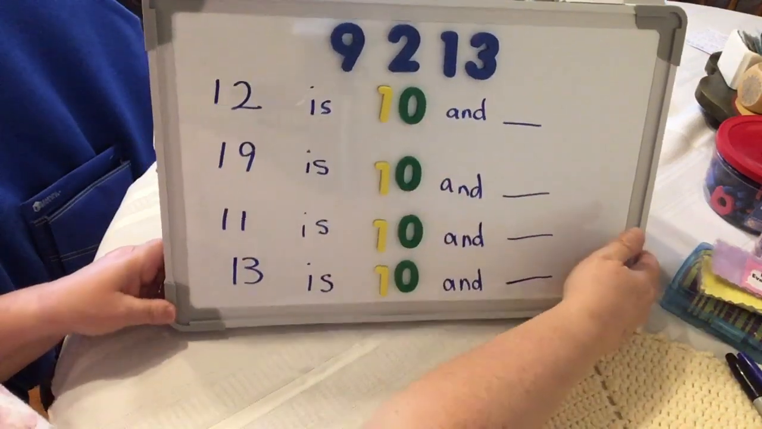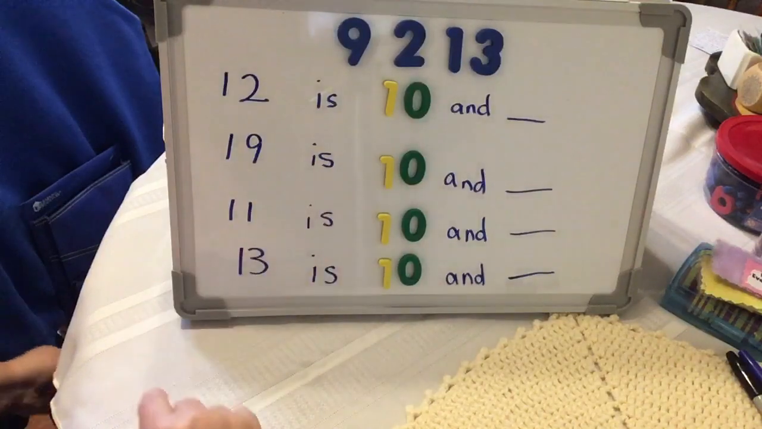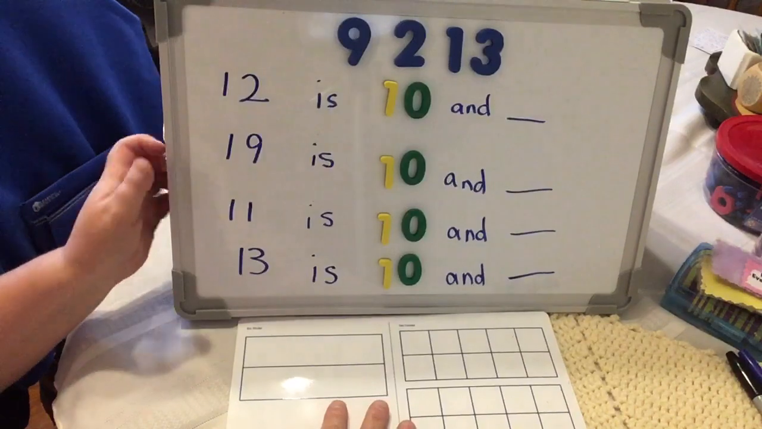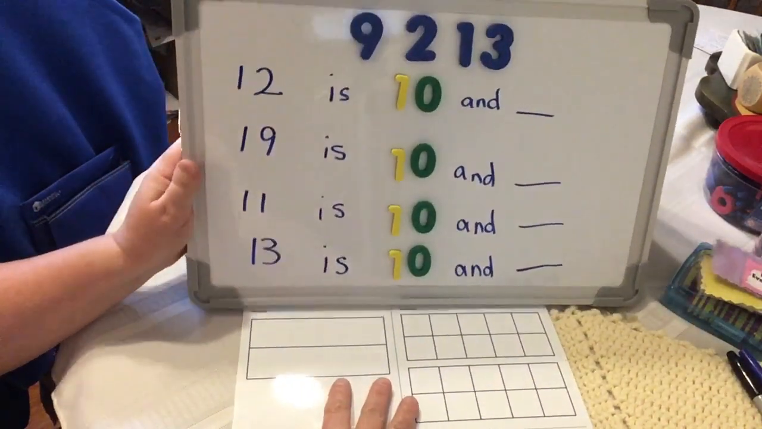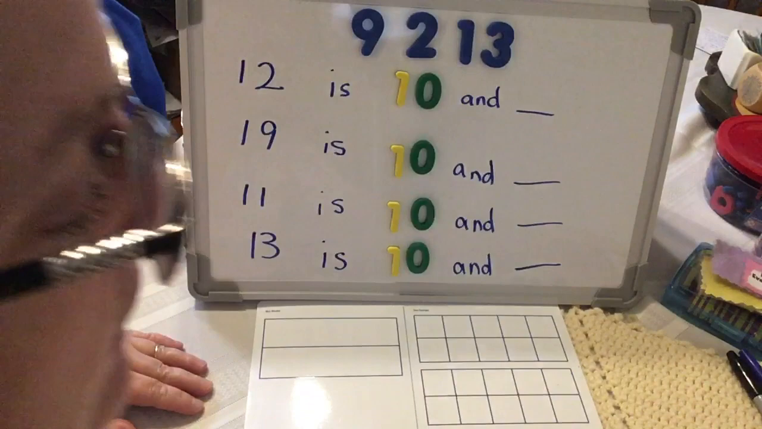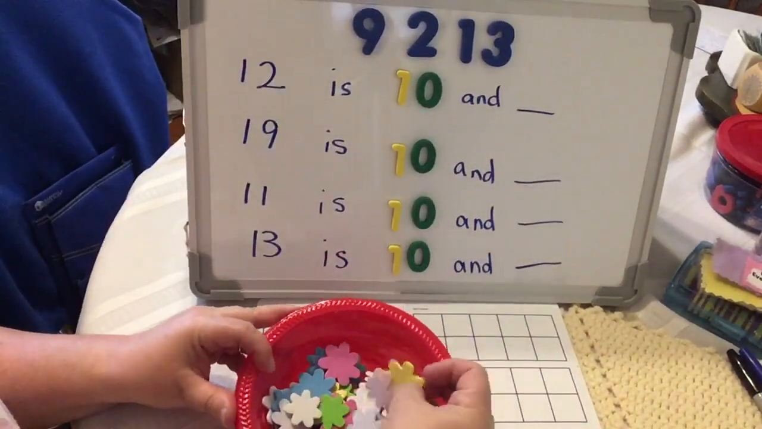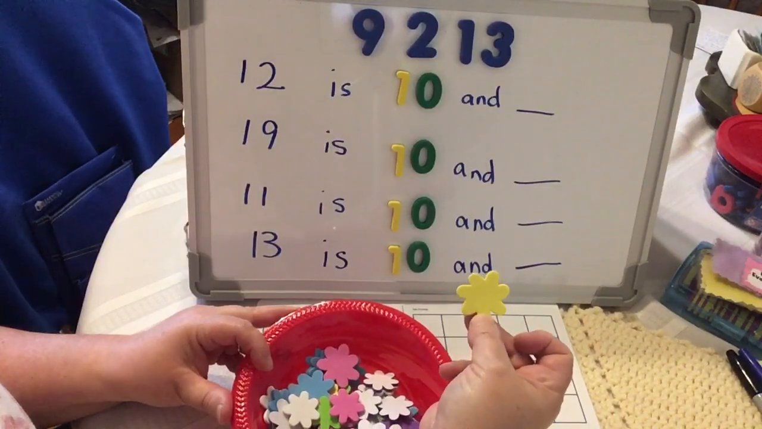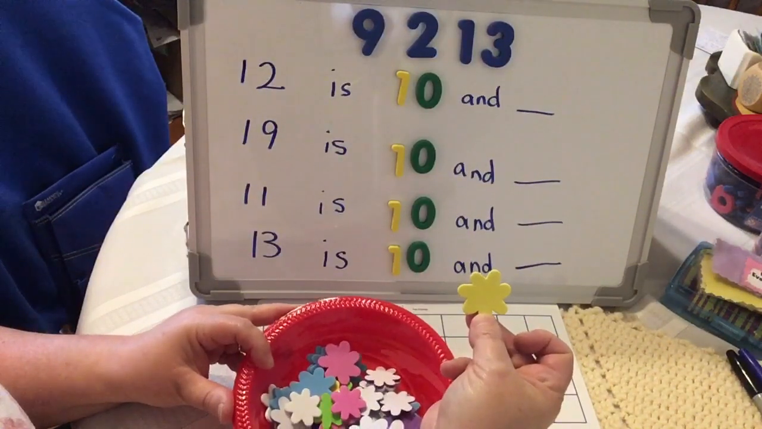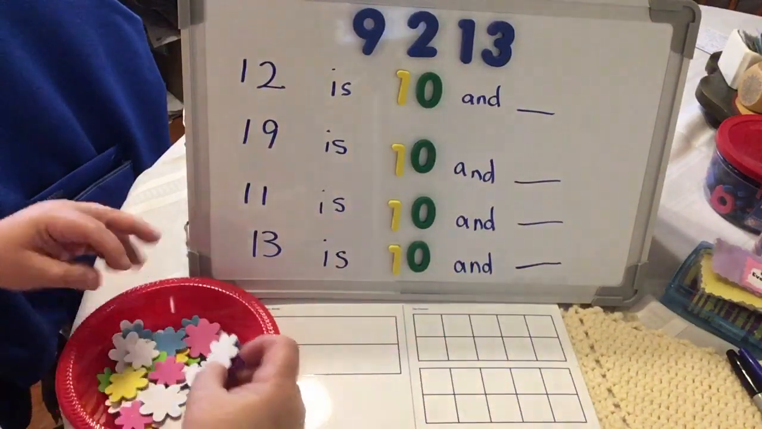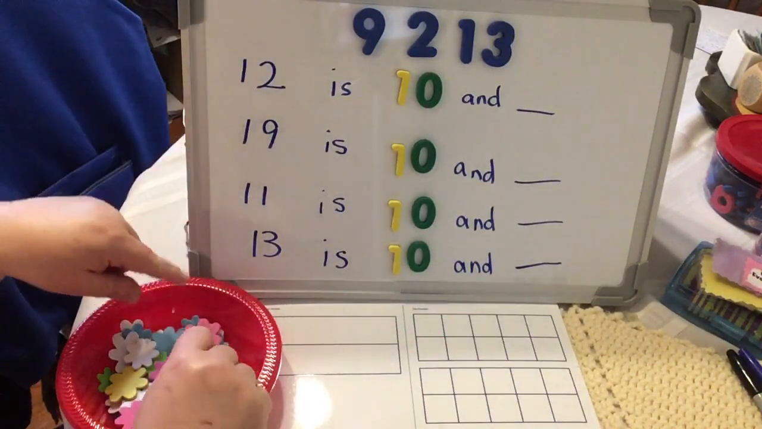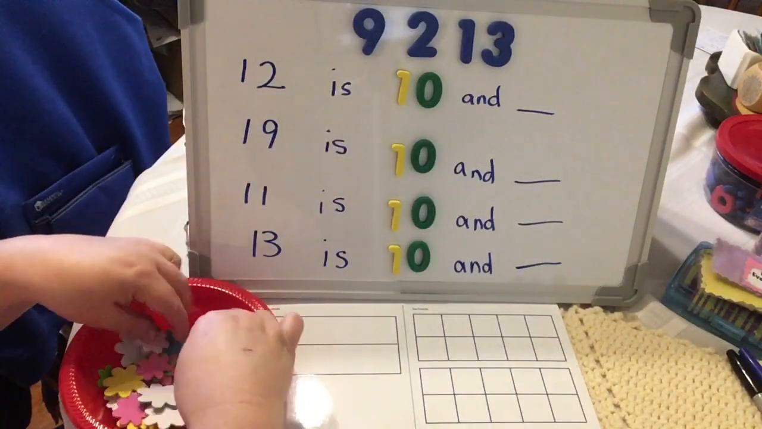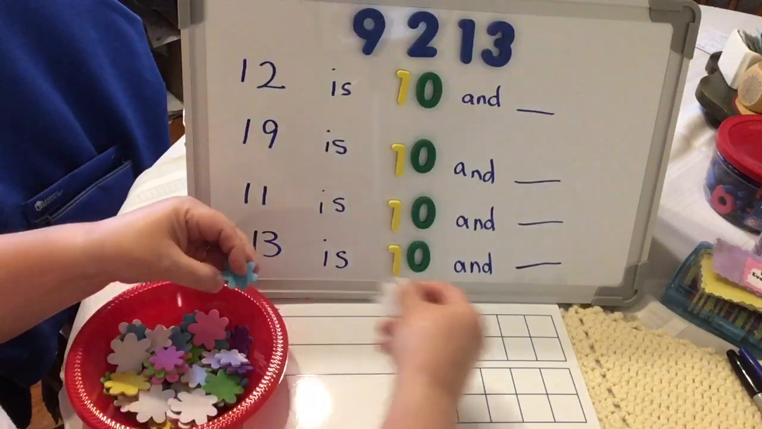So let's take a look at what we have here, and we can use the 10 frame. Can you see the 10 frame here? There we go. We can use the 10 frame to work out this problem. Are you ready? Okay, so today I found some foam pieces from an art craft that we did a while back. So here we go. Let's do our 10, okay? All right. So here we go. We're going to fill it in.